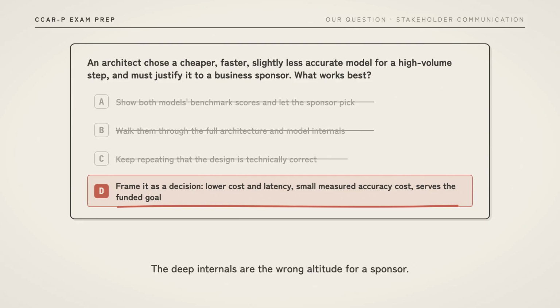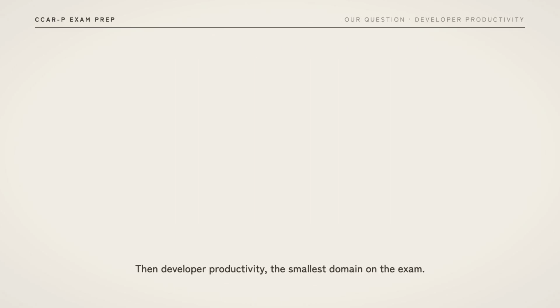The deep internals are the wrong altitude for a sponsor. And repeating that it's correct is louder, not clearer. Then developer productivity, the smallest domain on the exam.